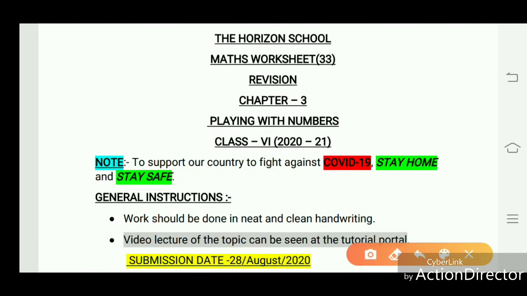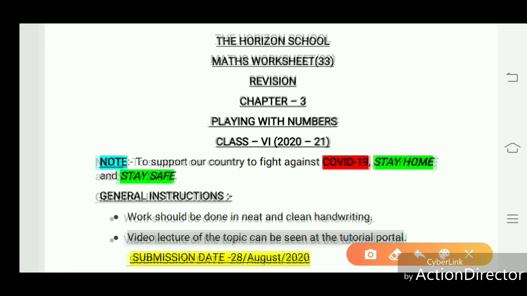Hello students, this is Maths worksheet 33. This is a revision worksheet of chapter number 3, Playing with Numbers. In this worksheet, we will revise divisibility rules and HCF and LCM.